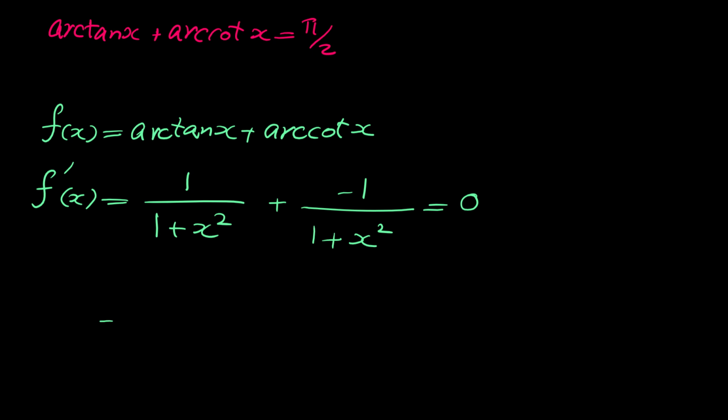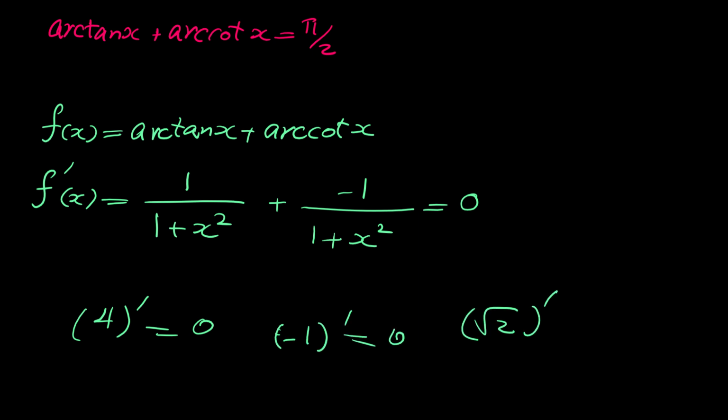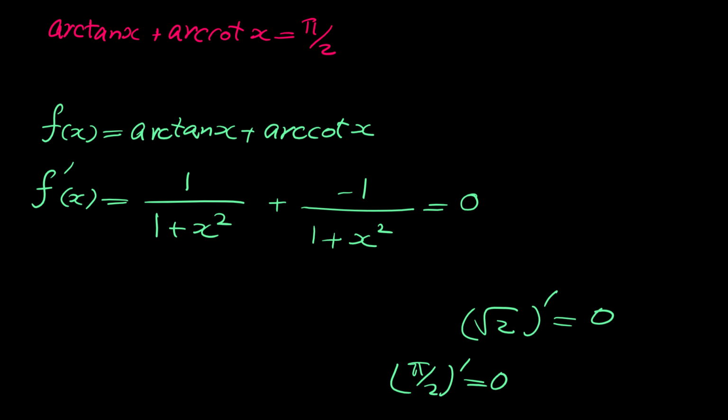But if you remember from calculus, the derivative is 0 only when we have a constant. For example, the derivative of number 4 is 0, or the derivative of negative 1 is 0, or the derivative of radical 2 is also 0, or the derivative of pi over 2 is also 0. The derivative of any constant is 0. But if the value of a function changes, its derivative is not 0. But now we know that the derivative of the function f is 0.